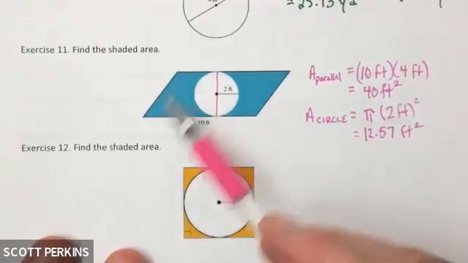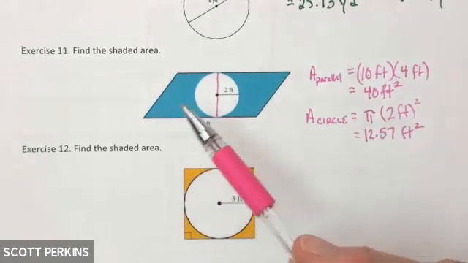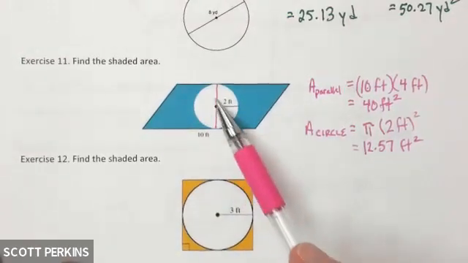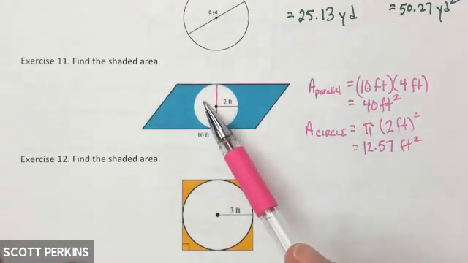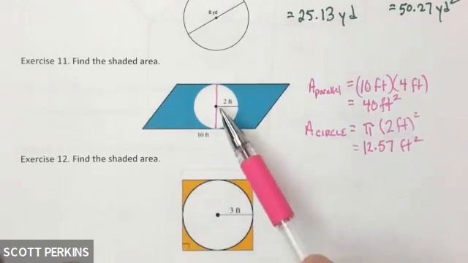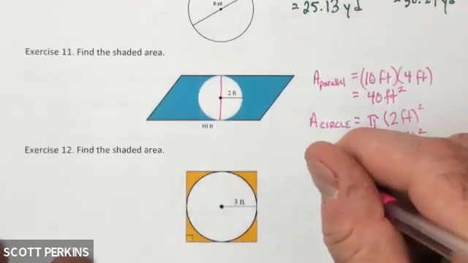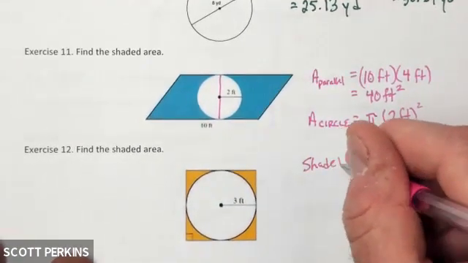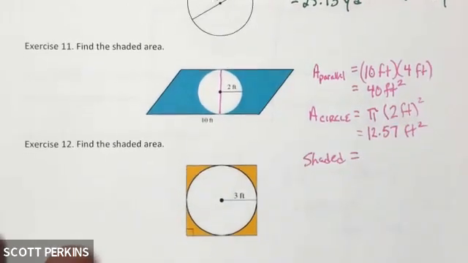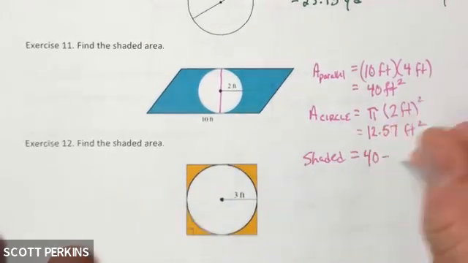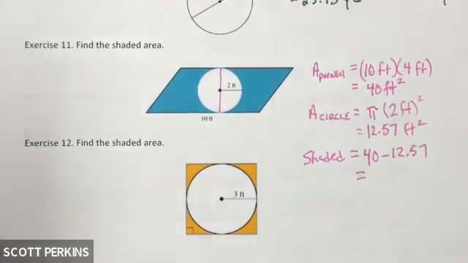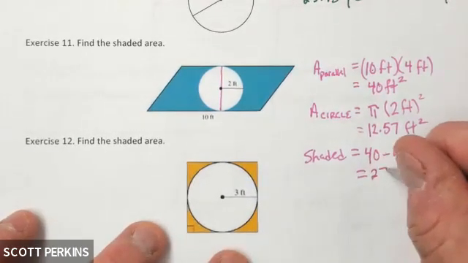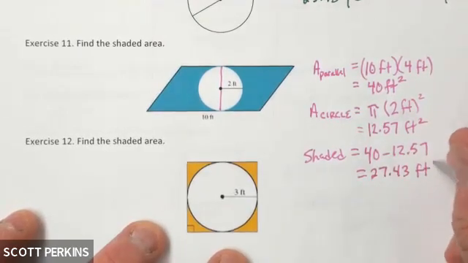So if we picture this as a piece of carpet or a piece of wood or something like that, I've got the bigger figure. Now I have a hole in it and I want to figure out what remains. That's why I'm just going to subtract these two things, because I have the whole figure and I've taken a part away. So for the shaded area, I'm just going to write the word shaded right here. So this will be my answer. The area of the shaded part is 40 feet squared minus the 12.57. So that turns out to be 27.43. Beautiful. Feet squared. Awesome.